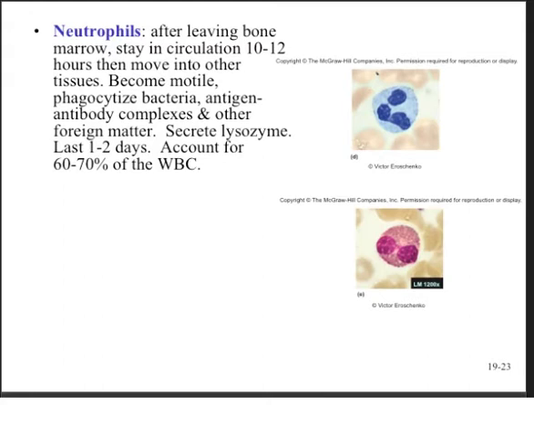They also secrete lysozyme, which is an enzyme that cleaves certain covalent bonds in bacterial cell walls and makes them susceptible to osmotic shock. They last for about 2 days and they account for about 70% of the white blood cell population, so they are the most abundant of the leukocytes.